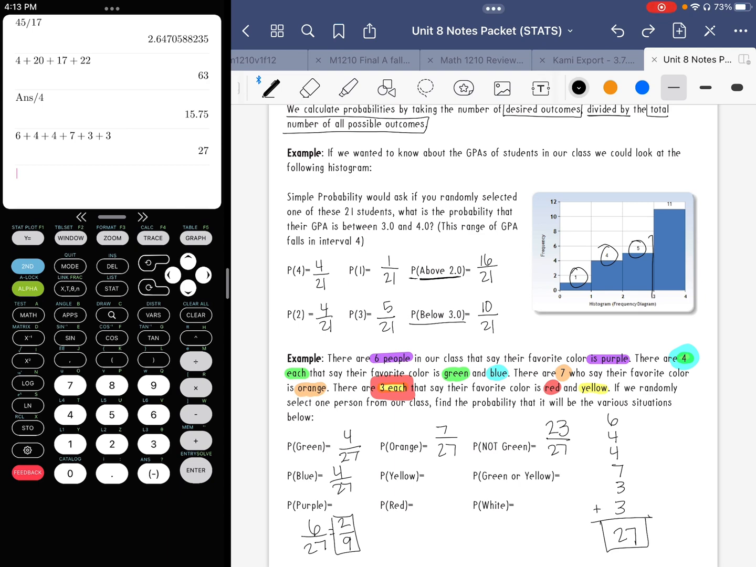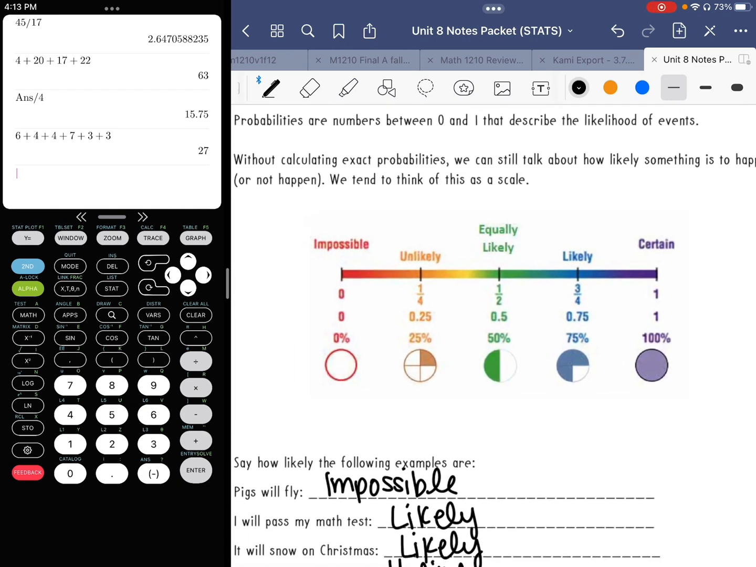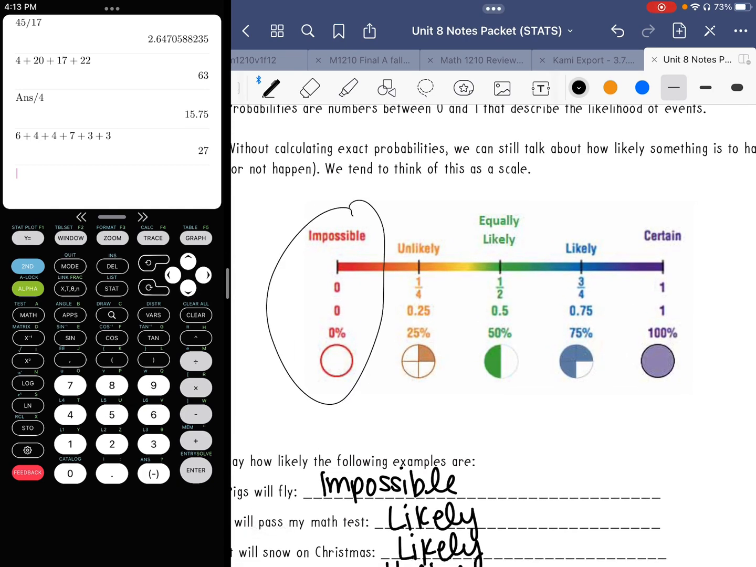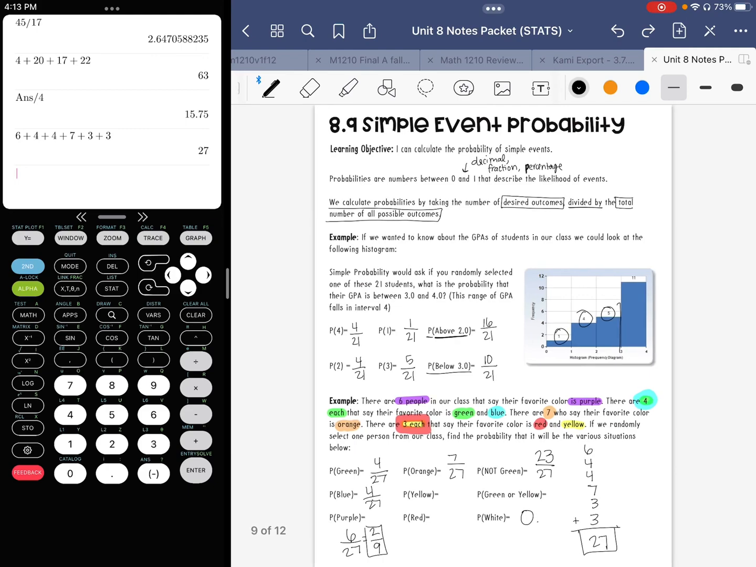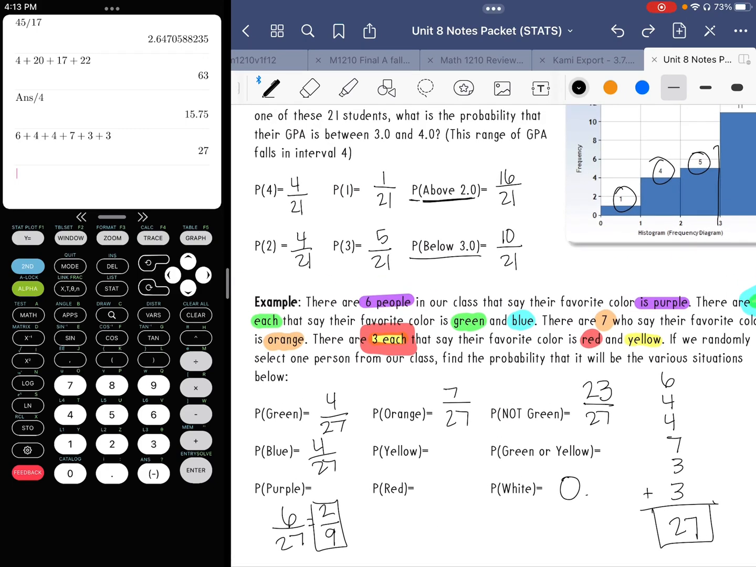What's the probability that they said their favorite color was white? Well, that's impossible because none of them said their favorite color was white. So the probability is 0. Okay? There is no way that you can pull a name out of the hat that said their favorite color was white because nobody said their favorite color was white. So going back to what we learned yesterday, that's impossible. It has a 0% chance of happening because nobody in our class said their favorite color was white.